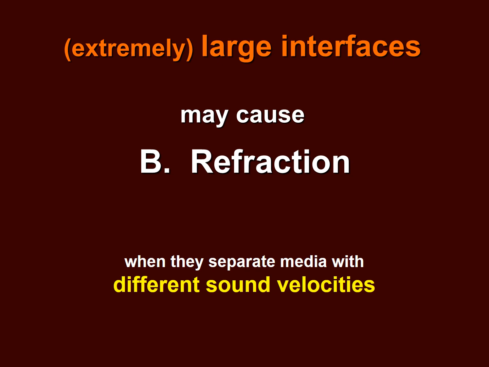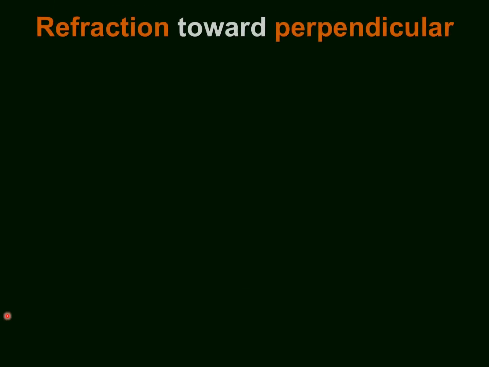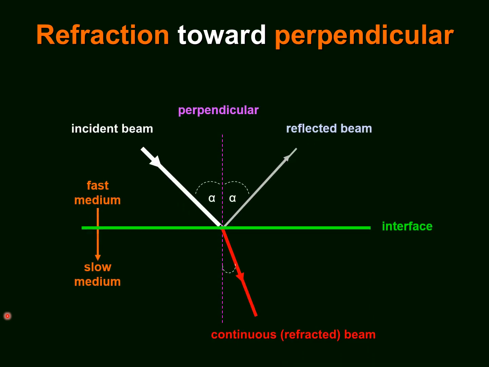Extremely large interfaces may cause refraction when they separate media with different sound velocities. Refraction occurs toward the perpendicular when the beam enters from a faster into a slower medium when crossing the interface. Like in reflection, all the beams, the incident, reflected and continuous beam or refracted beam, are lying in the same plane.